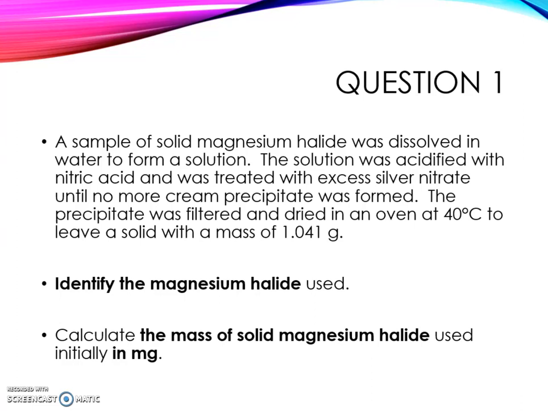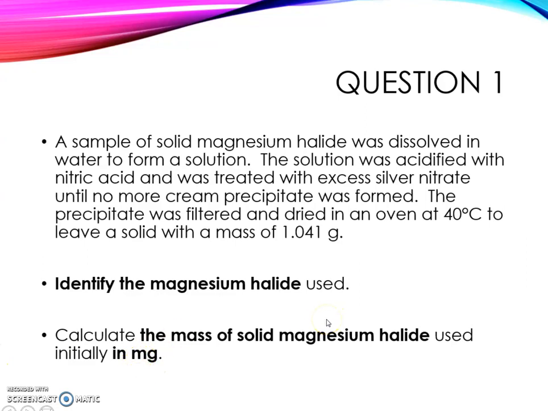A sample of solid magnesium halide was dissolved in water to form a solution. The solution was acidified with nitric acid and was treated with excess silver nitrate until no more cream precipitate was formed. The precipitate was filtered and dried in an oven at 40 degrees Celsius to leave a solid with a mass of 1.041 grams. Identify the magnesium halide used. Calculate the mass of the solid magnesium halide used, initially in milligrams.